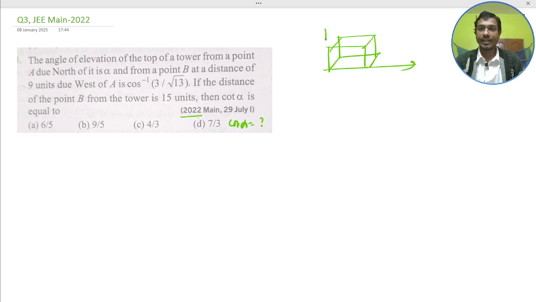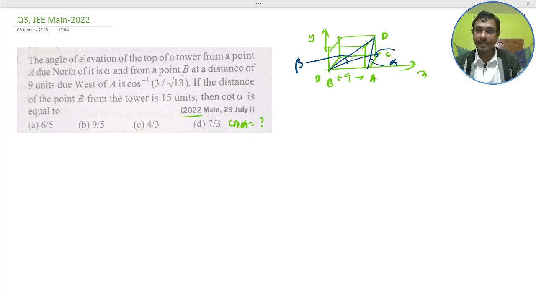So this is x, origin, x and the y. So this is B and A and C and D. So given this distance is 9, and this is another, and that is another. This is given the angle beta. Here this is given the alpha, and this distance is 15.